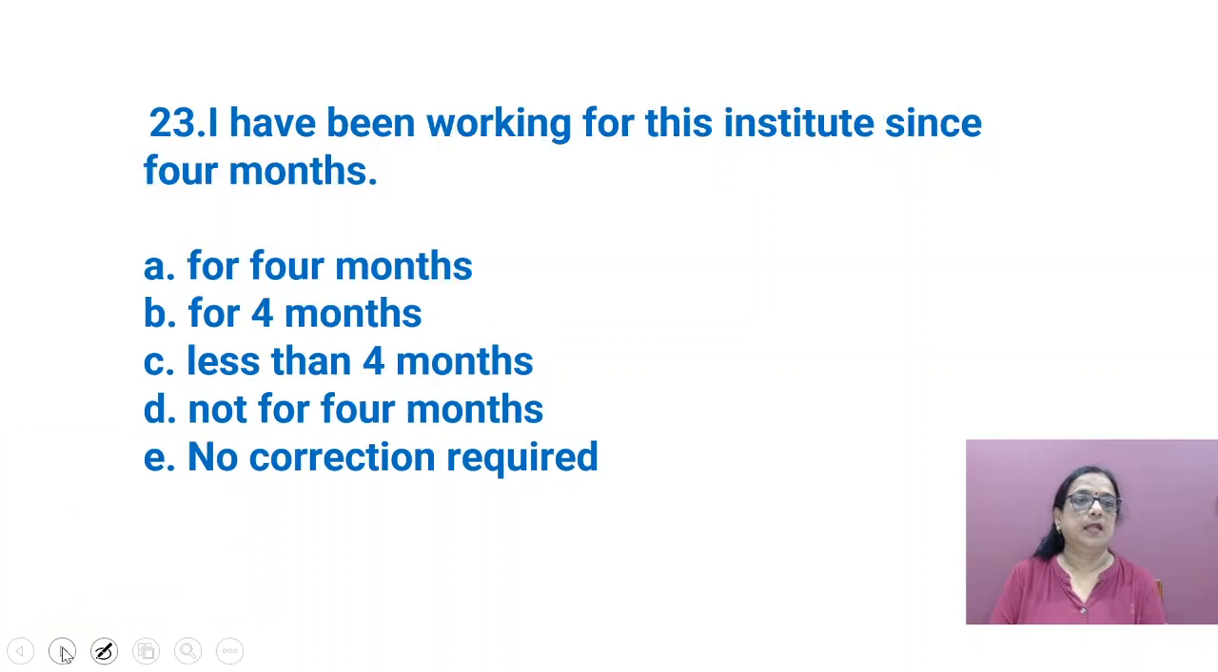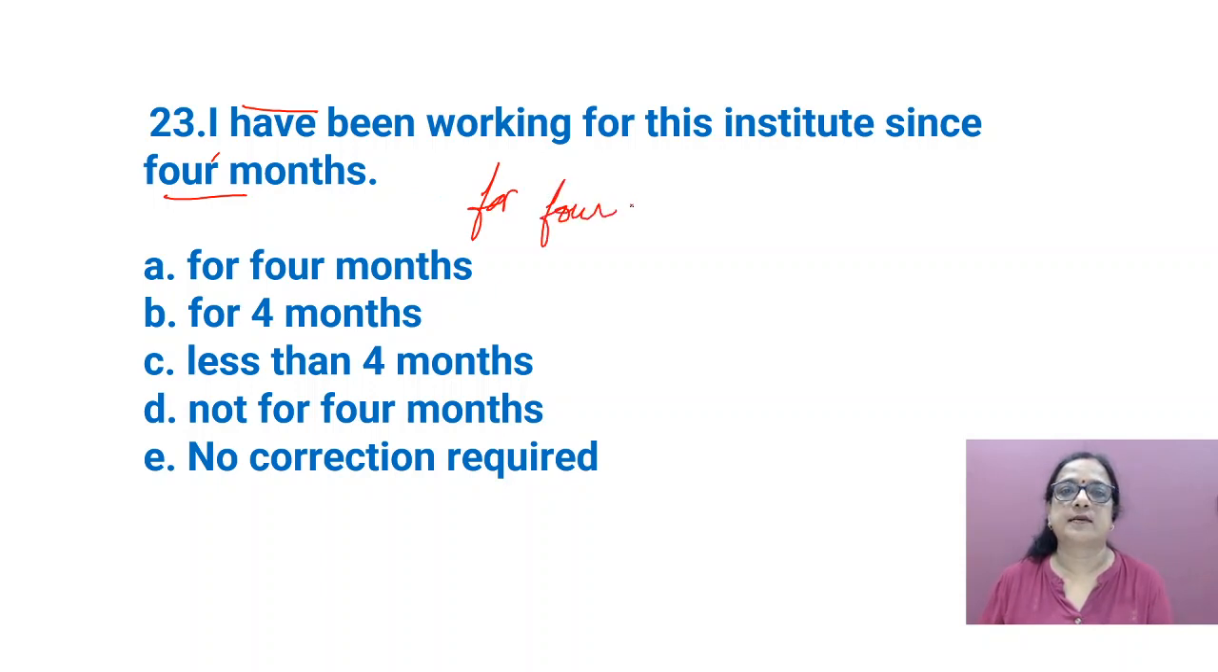next one. Now number 23. I have been working for this institute since 4 months. This I have been discussing in my previous sessions also, that when the number is given, 4 months, then you always write for 4 months. And when do you use since? When the point of time is taken. So you use since when the point of time is taken. All right. Next you see.